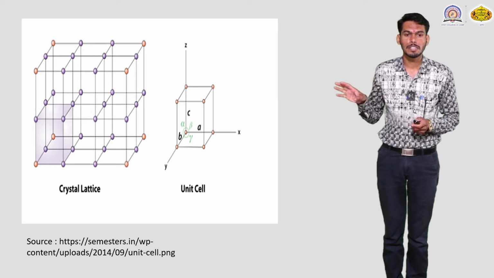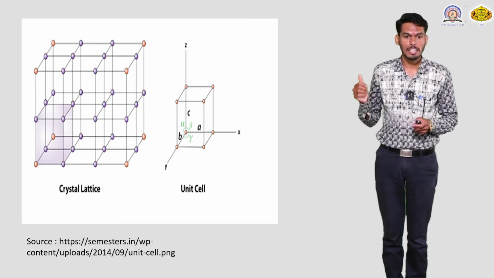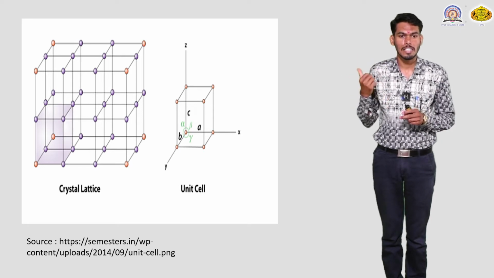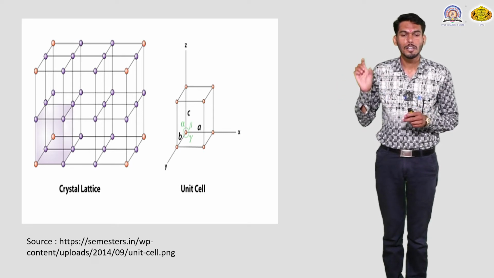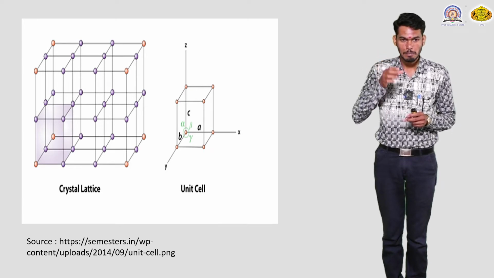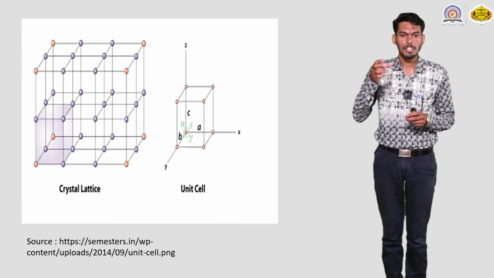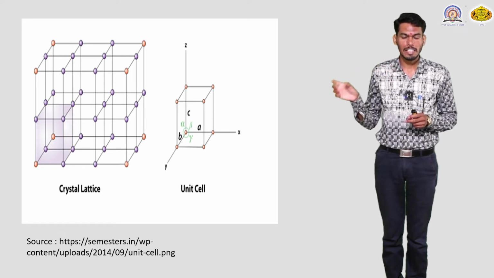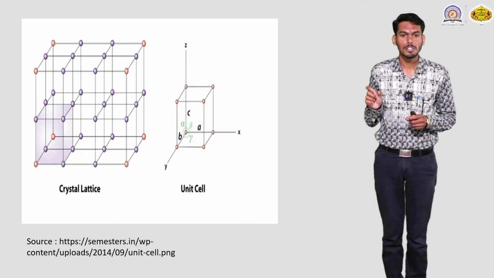This is the general representation of a unit cell. The big crystal structure here is actually the crystal structure of NaCl solid. It shows that the repeating unit, the unit cell, is repeated many times. In the figure on the right side there is a representation of that unit cell.